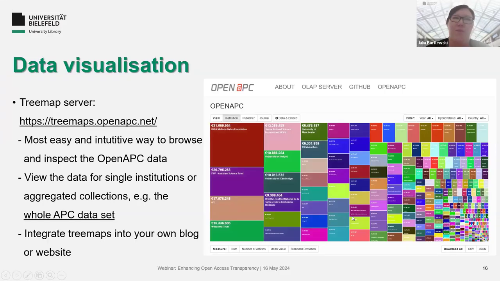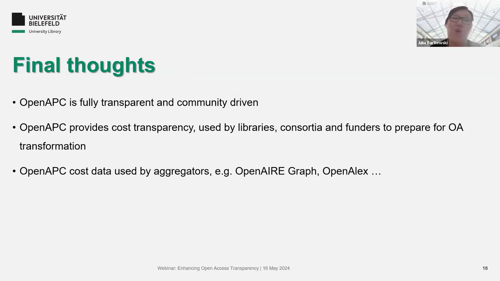So that was basically my brief overview of OpenAPC and our work here. To wrap it up, OpenAPC is fully transparent, and our cost data is not just reused by libraries or funders, but also aggregators. It is integrated in OpenAIRE Graph and OpenAlex, for example. And I really hope it has become clear that the submission process itself is fairly easy. As I said, we would be really happy if you consider contributing data to OpenAPC. So that's it from my side, and thank you very much for your attention.